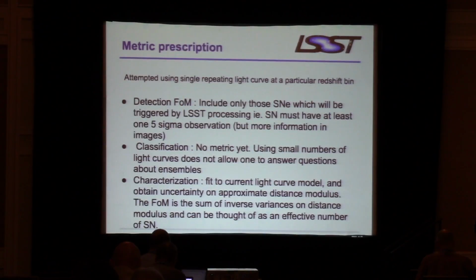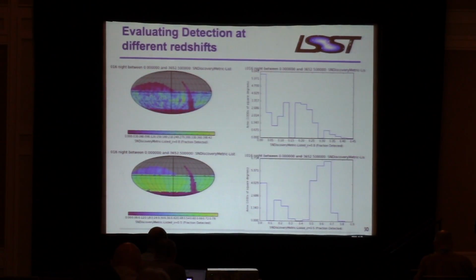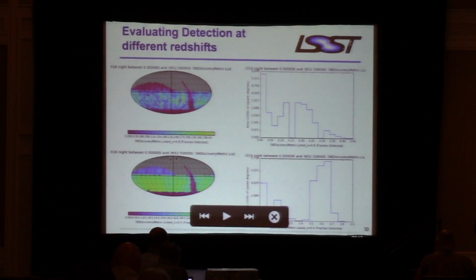Characterization, what we do is try to fit these light curve models, and the FOM is the sum of the inverse variances of the estimated distance modulus. So that can be thought of as the effective number of supernovae contributing to your dark energy equation of state constraints. So I'll go through one example, which is the detection. It's the simplest metric that we talked about. And you can see that at low redshifts, well, this is 0.5, it does pretty well. High redshifts, 0.8, not so much. But that's okay. As I said, you don't need the entire sky. But you don't actually see the deep drilling fields come out either.